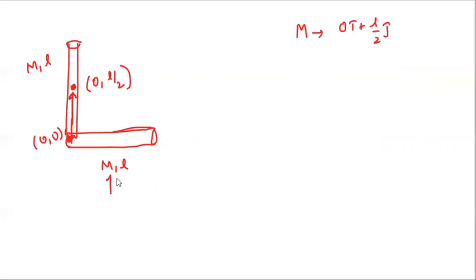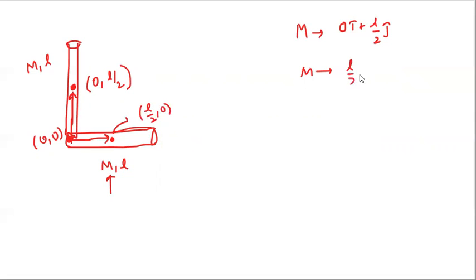And for the second mass, the position of center will be here. So to reach here from origin, I have to only come in x direction. I don't have to go in y direction. So the coordinate of this point will be (L/2, 0).